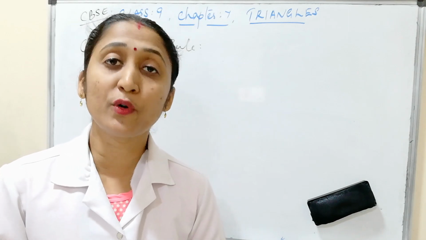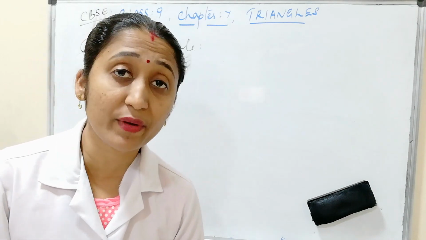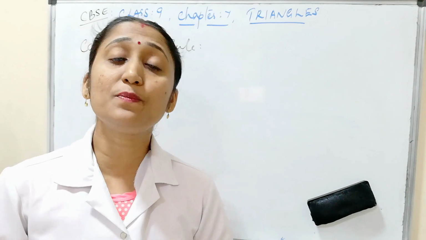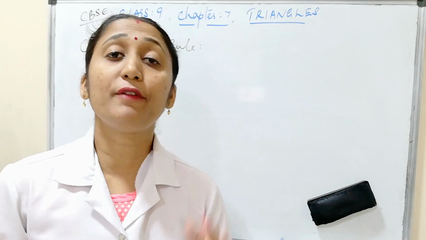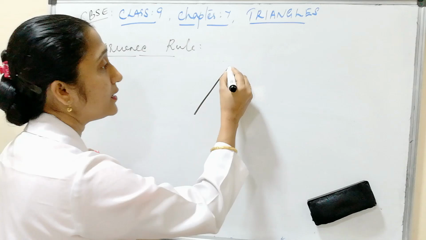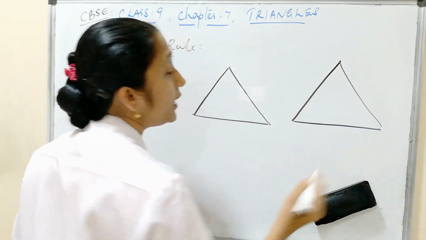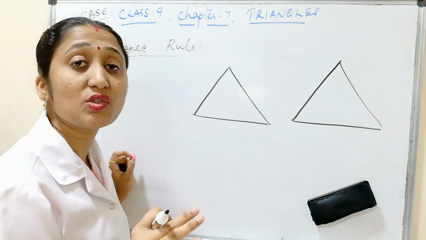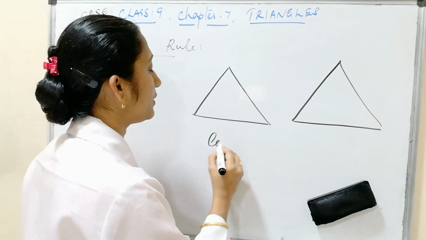Okay, let us move on to the topic. The Triangles chapter is Chapter 7 of the CBSE NCERT textbook. What does congruence mean? Congruence means that if any two figures are of the same size and the same shape, then it is called congruence.